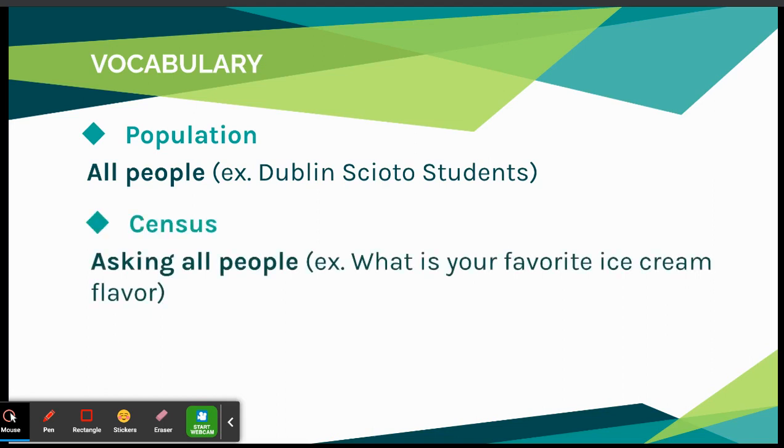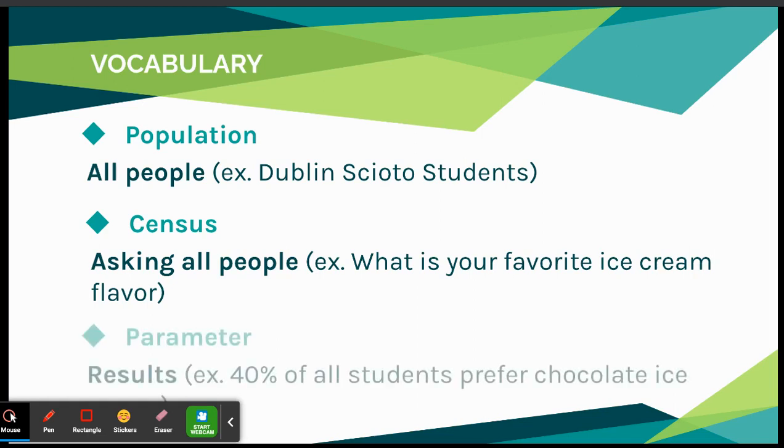A census is a way that we ask all the people in our population. For example, I may ask every student at Scioto, what's your favorite ice cream flavor? If I ask every student and I'm collecting that information, that's called a census. Some of you may have heard of this term before when talking about the Ohio census that you fill out every couple years. A parameter is the results that I get from that census. For example, maybe I see that 40% of all students prefer chocolate ice cream. That would be considered a parameter. Or maybe I say 25% prefer cookies and cream ice cream. That's also considered a parameter. It's the results from your census.